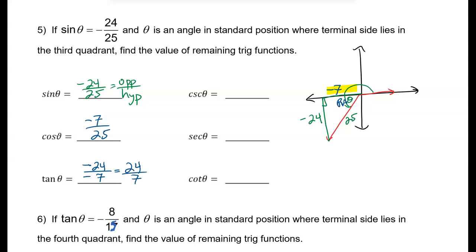Positive 24/7. Here's the other rule. If it can be reduced, should we reduce our fractions always? Yeah, now that they're reduced, can we just do our quick flips? Yeah, because we're just using our reciprocal function idea now. So this is going to be -25 over 24. The negative can be out front with the 24 or with the 25. Then we have our -25 over 7, and then 7 over 24.